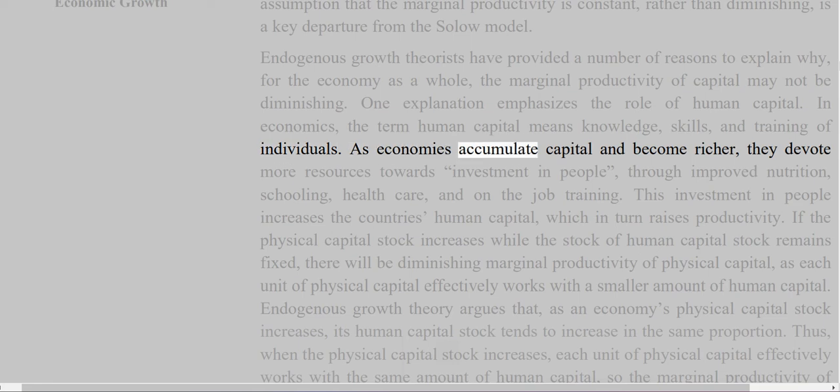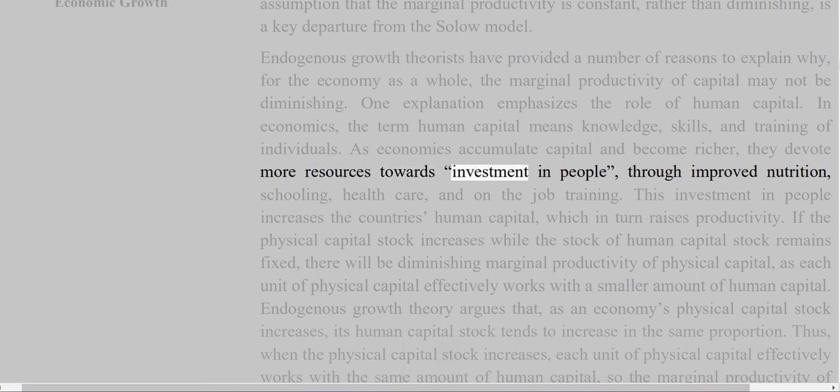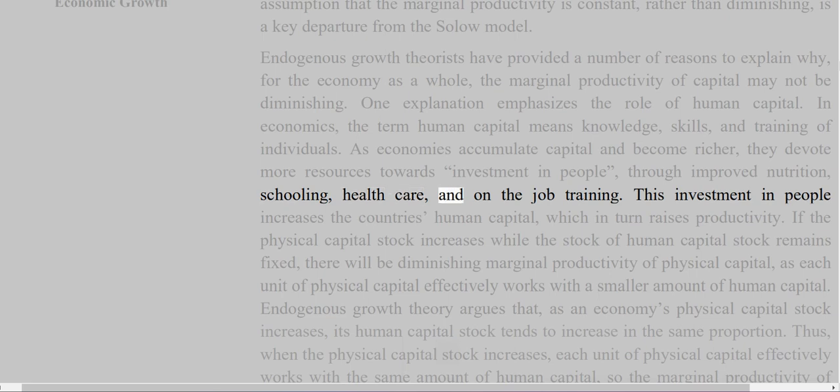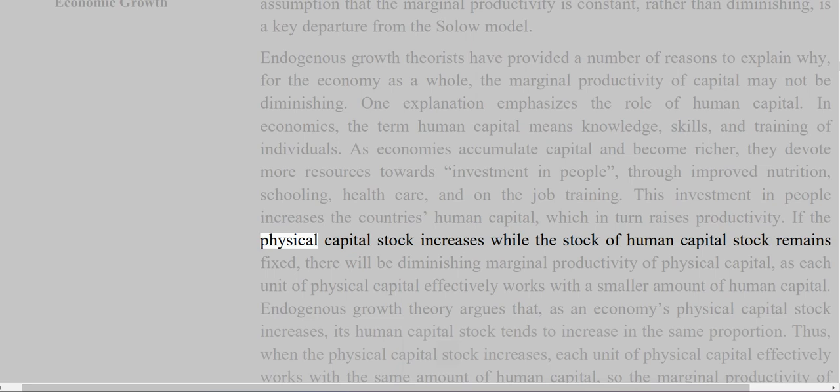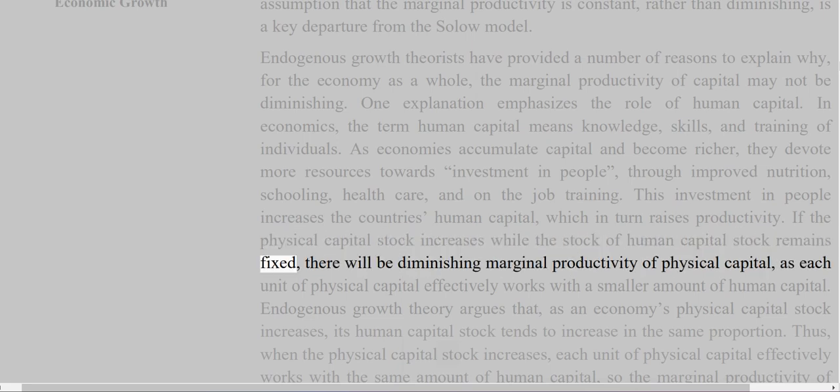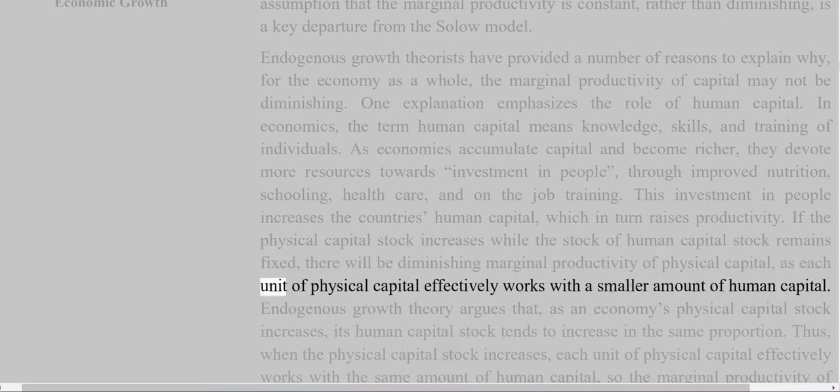As economies accumulate capital and become richer, they devote more resources towards investment in people through improved nutrition, schooling, healthcare, and on-the-job training. This investment in people increases the country's human capital, which in turn raises productivity. If the physical capital stock increases while the stock of human capital remains fixed, there will be diminishing marginal productivity of physical capital, as each unit of physical capital effectively works with a smaller amount of human capital.